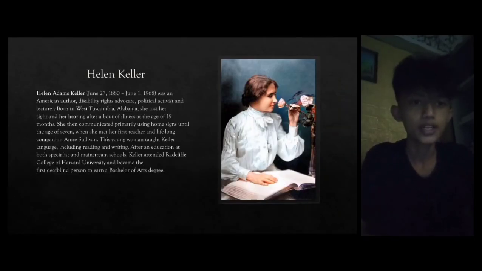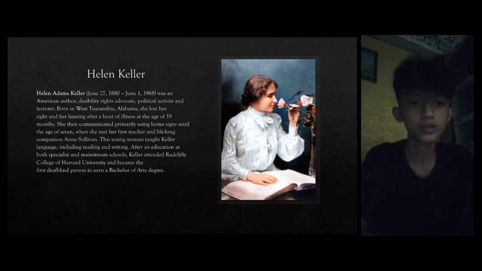Keller was born in Tuscumbia, Alabama on June 27, 1880. When she was only 19 months old, she contracted an illness that caused her disability. She and her parents were shocked by the loss of her ability to communicate at an early age, and as a result, she was difficult to handle and was considered weird.